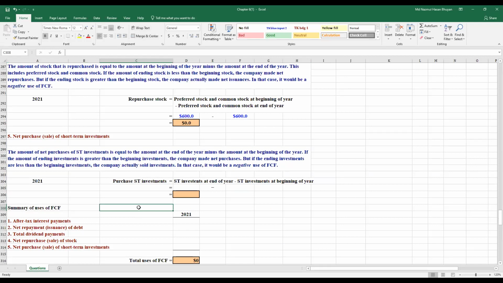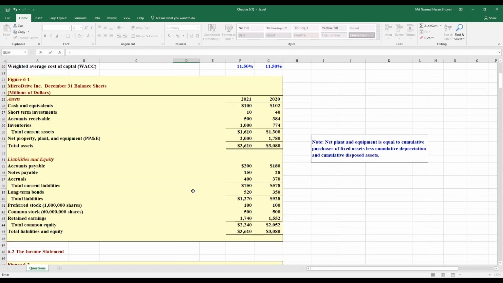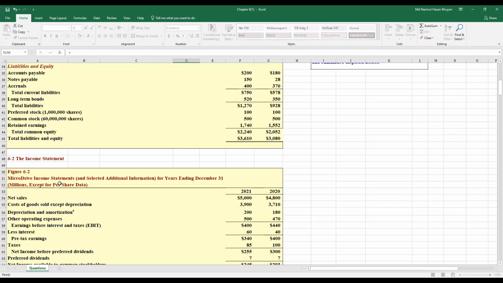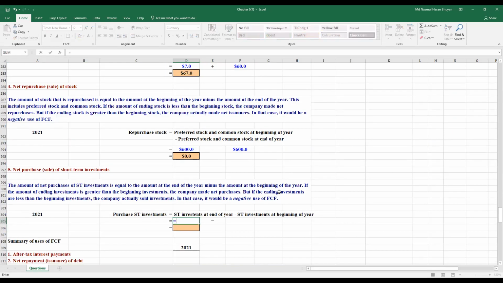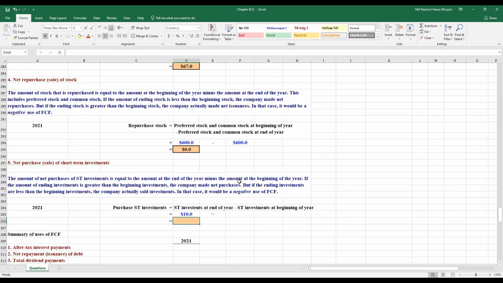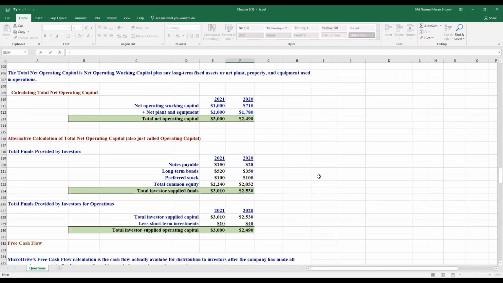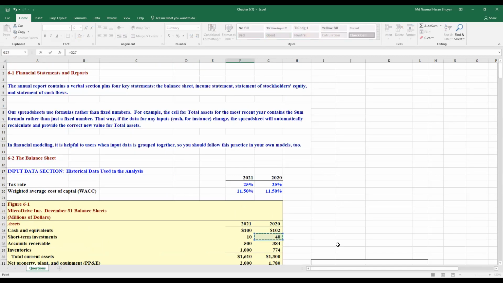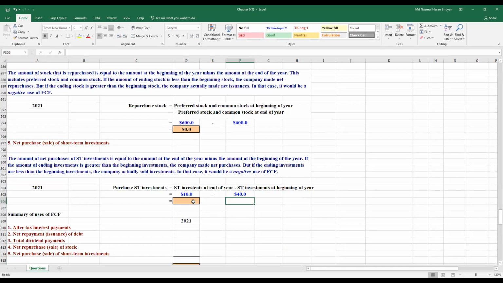All right. Next, let us see how much free cash flow the company spent to purchase their short-term investment. So short-term investment in the year 2021 is 10, and then short-term investment at the beginning of the year, that means at the end of year number 2020, is 40. So in this case, the company actually does not purchase, it actually sells some short-term investments.